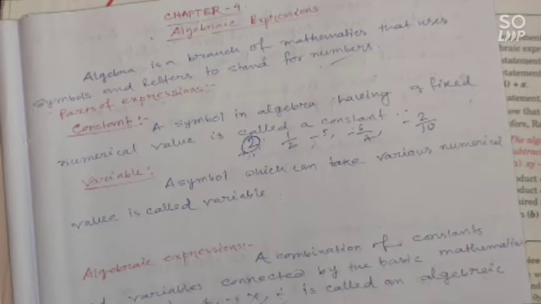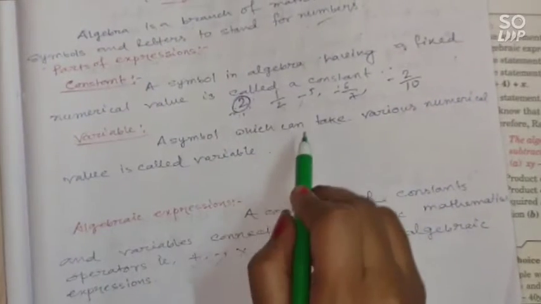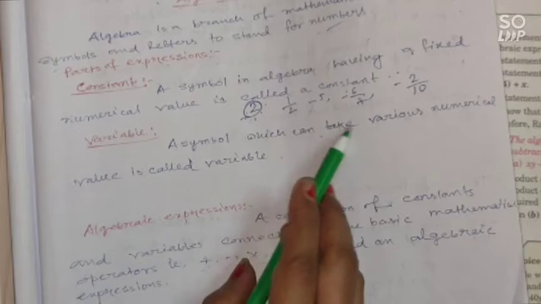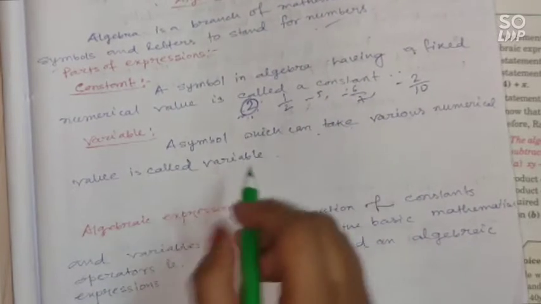And what is called variable? A symbol which can take various numerical values. So that means whose value varies or whose value can change, that is called the variable. A symbol which can take various numerical values is called variable.